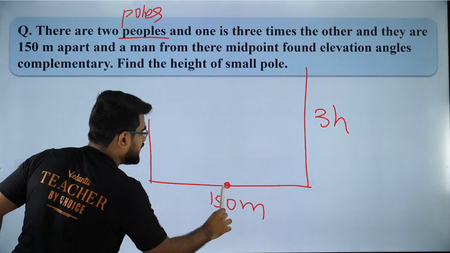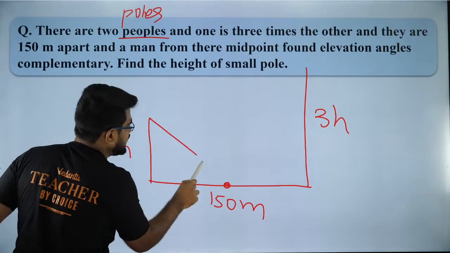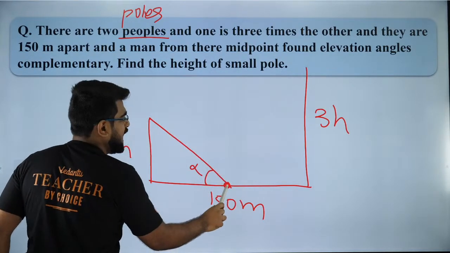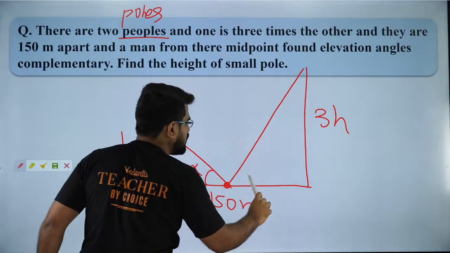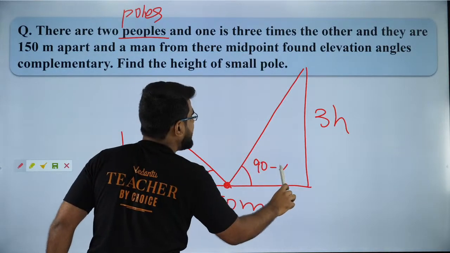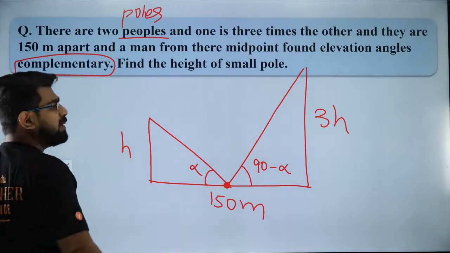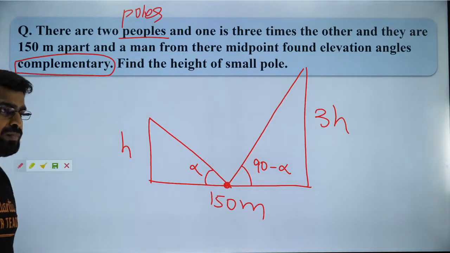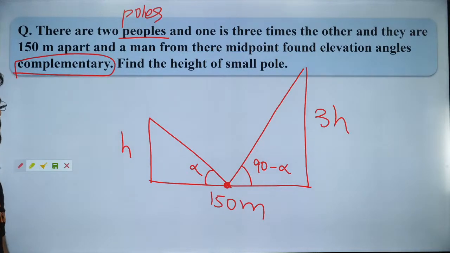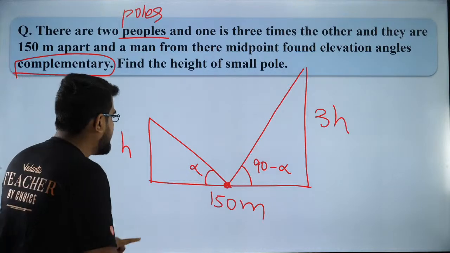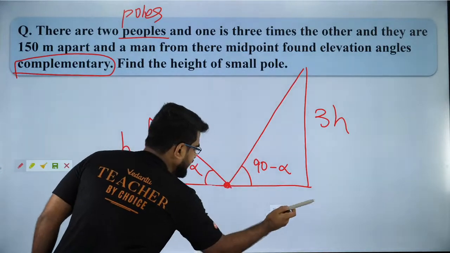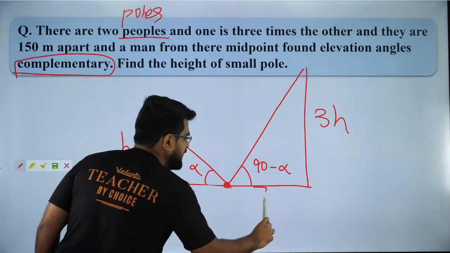At the middle point, there is a man who is looking at this pole at an elevation of alpha and at the other at an elevation of 90 minus alpha. Why? Because the angles of elevation are complementary. Complementary means they add up to 90. So here, if it is 150, this will be 75, this will be 75.